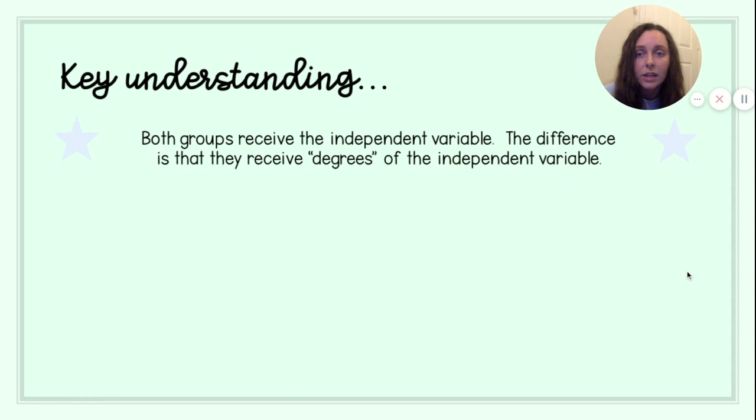Okay, another key understanding here, both groups receive the independent variable. The difference is that they receive degrees of that independent variable. So both groups think that they are receiving the independent variable. Just like you saw, the experimental group, they get the caffeine. The control group, they're going to get something that they think is caffeine, so maybe decaf or that brown water. So they don't know that they're in the control group.